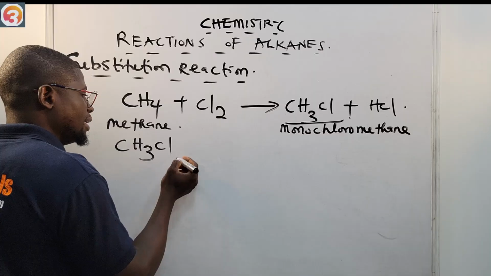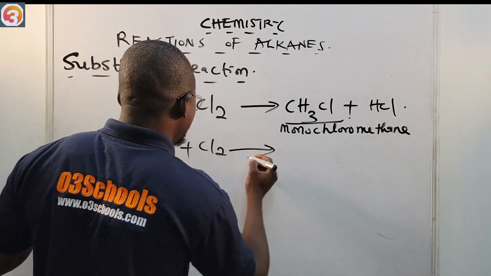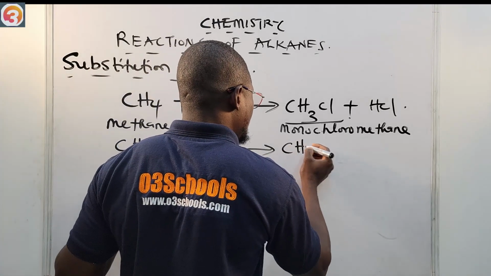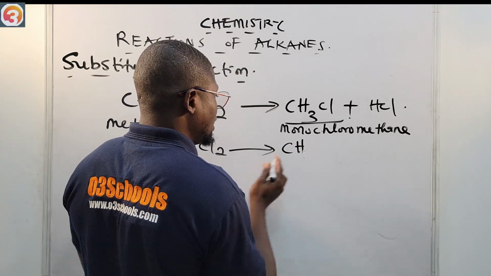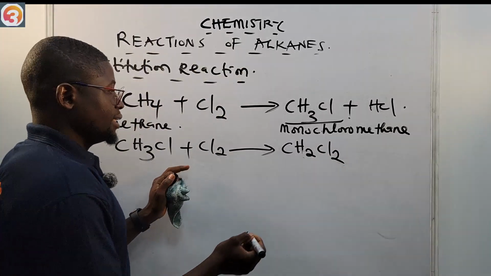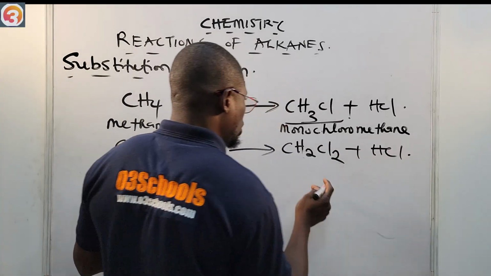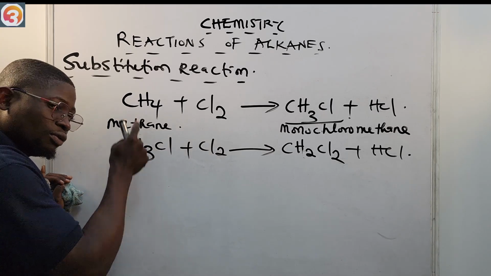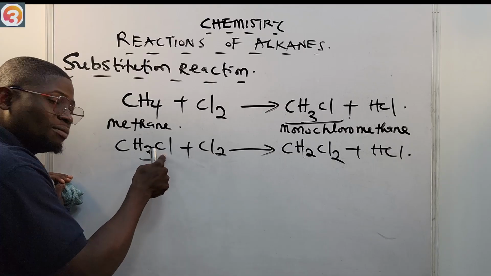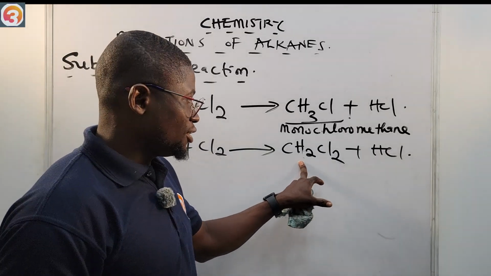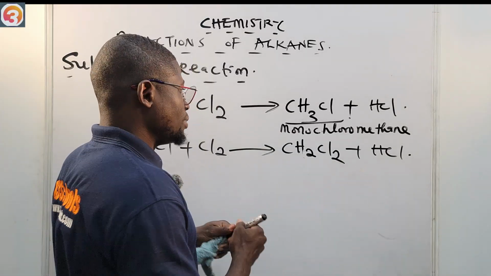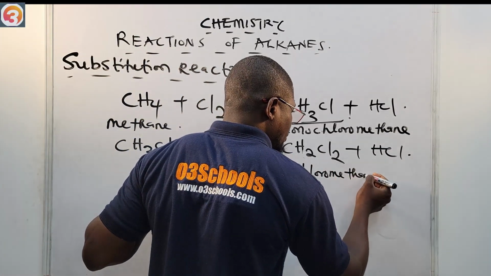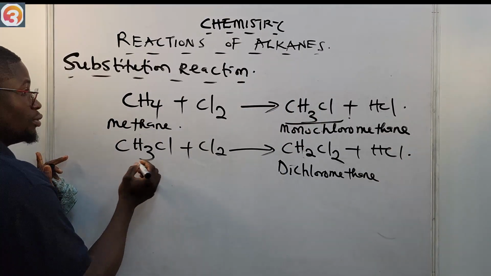Then the next stage is monochloromethane, CH3Cl, reacting with Cl2 again. And when this happens, this one will have 1 hydrogen atom less. I'm going to have CH2Cl2, plus HCl. You know why it's CH2Cl2, right? Because there's a Cl here before. So it's only 1 hydrogen atom we are removing. So that Cl plus this Cl that's coming here will be Cl2. That's why I have CH2Cl2 plus HCl. This one is called dichloromethane. And this is hydrochloric acid.